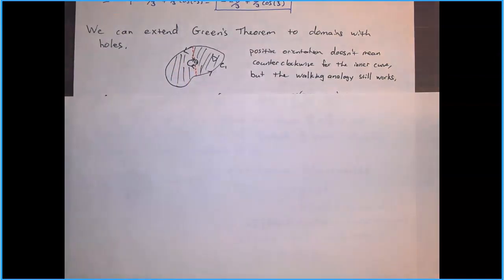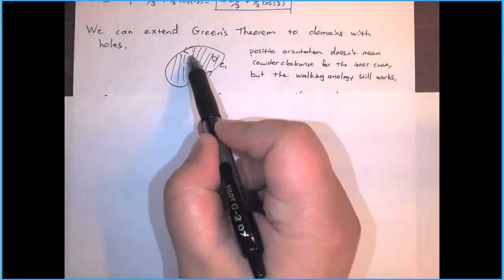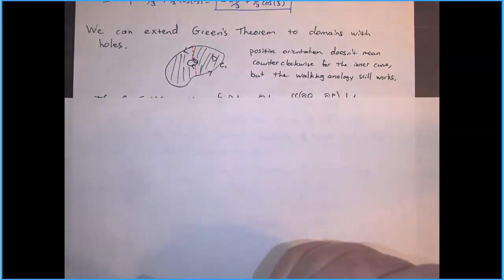So what doesn't break down is this analogy I talked about in the last video about walking with the domain on your left. If you imagine walking along the curve and having the domain on your left, that's still going to be true for this inner curve here. If I imagine I'm walking on this curve around clockwise, D is still to my left.